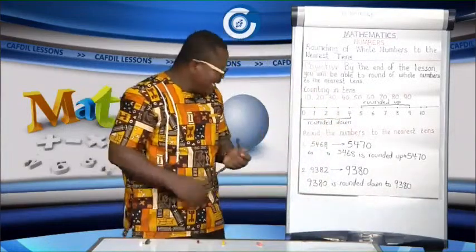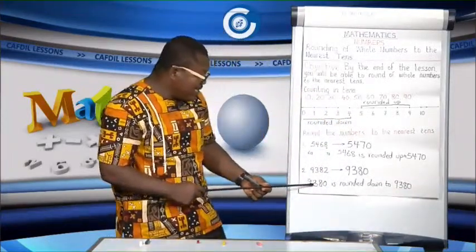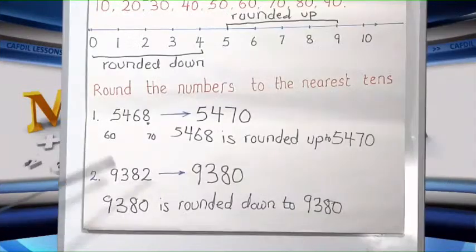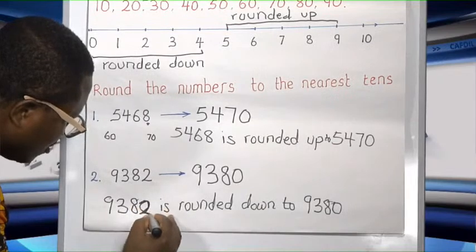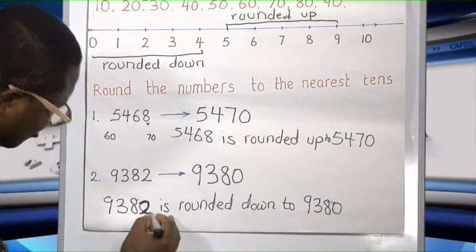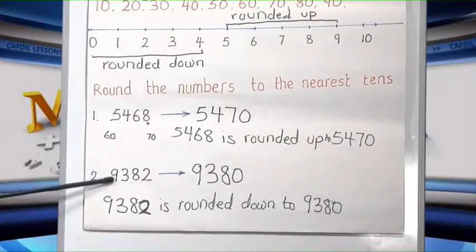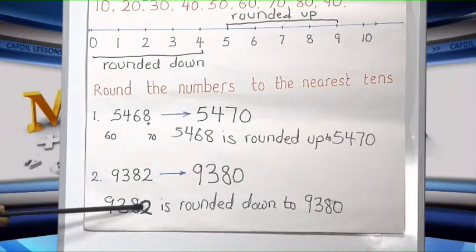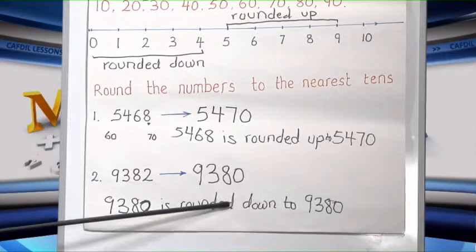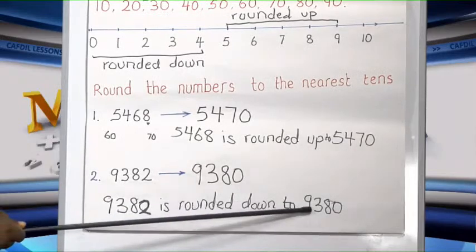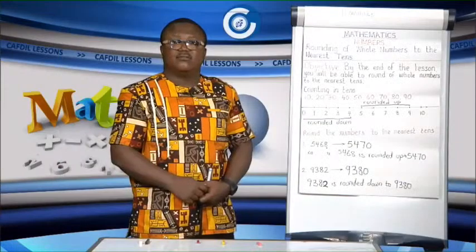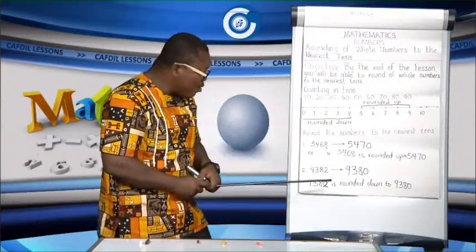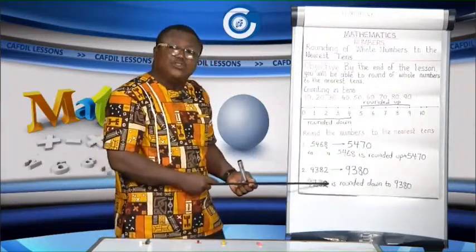So here we can say that 9,382, this is the figure. 9,382 is rounded down to 9,380. Because now the number was 82.